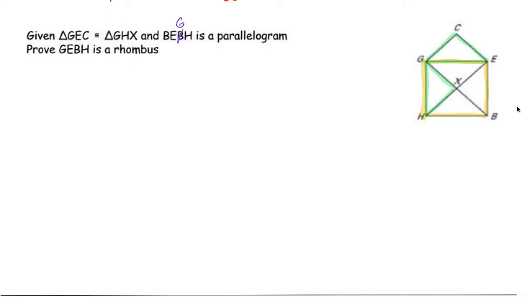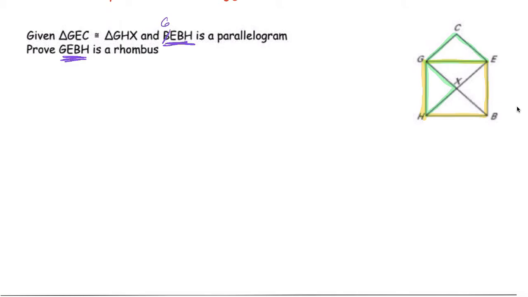Our goal is to prove that GEBH is a, and I'm going to be weird and make this GEBH. That way it matches that GEBH. They want us to take the parallelogram and prove that it's a rhombus. So you want to think about properties of parallelograms that are going to help us, use that to get to the fact that it's a rhombus.